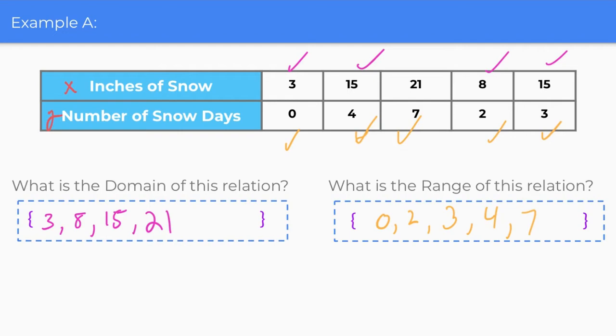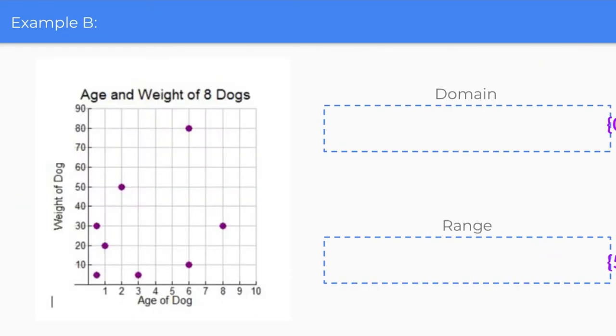Now let's take a look at example B. So here we are at example B, and again, it wants us to find the domain and range of this graph. Now, we have some points on there already, so it's going to be a little more challenging for us to find our domain and range. But since we're starting with our domain, we're going to go along the x-axis. Remember, the x-axis moves horizontally, and we're going to be looking for numbers along our x-axis to write down as our domain.